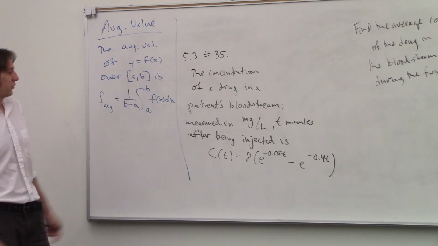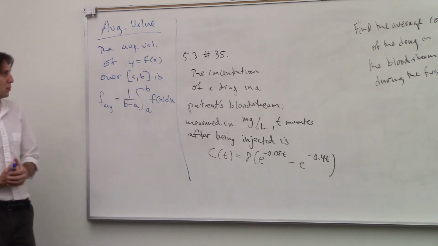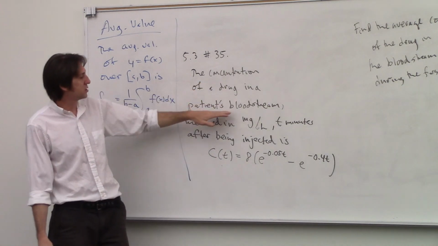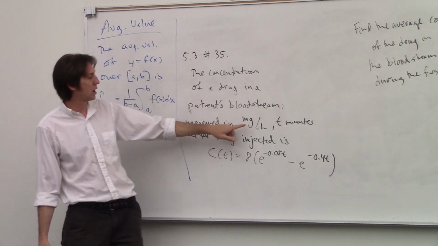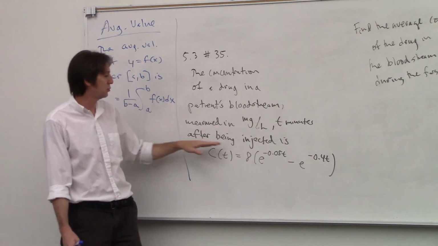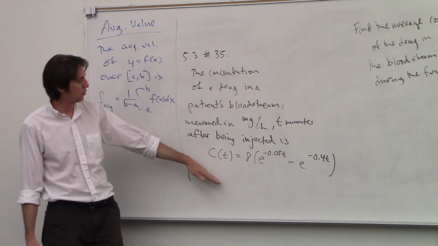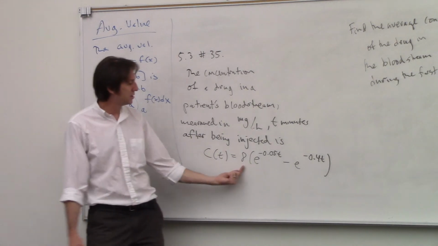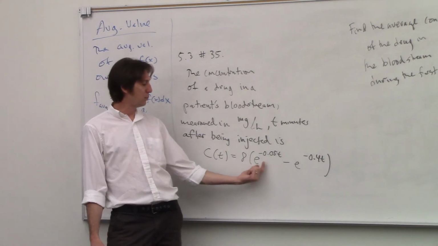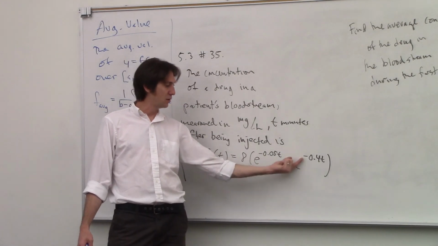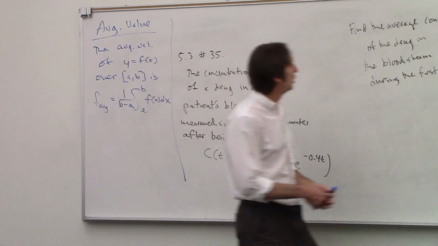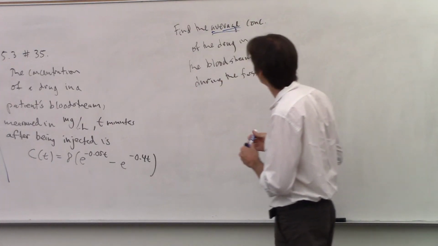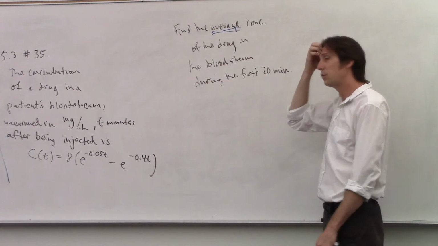Number 35 asks us to do an average value computation. We're told that the concentration of a drug in a patient's bloodstream measured in milligrams per liter t minutes after being injected is given by this formula C of t. So not cost, but concentration this time. It's 8 times the quantity, e to the minus 0.05 t minus e to the minus 0.4 t. We're supposed to find the average concentration of the drug in the bloodstream during the first 20 minutes.